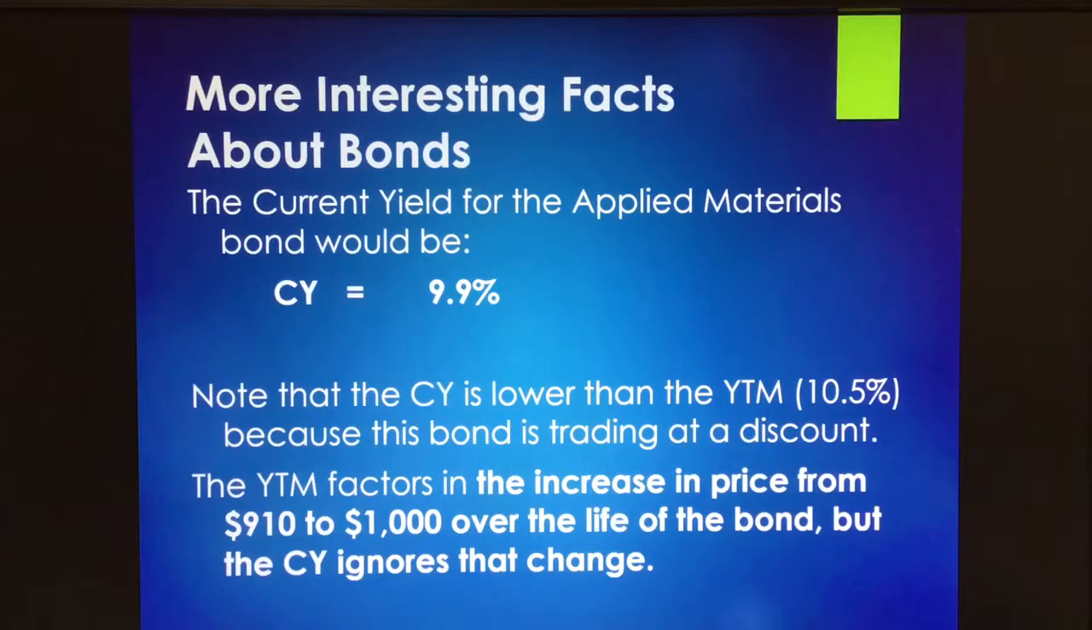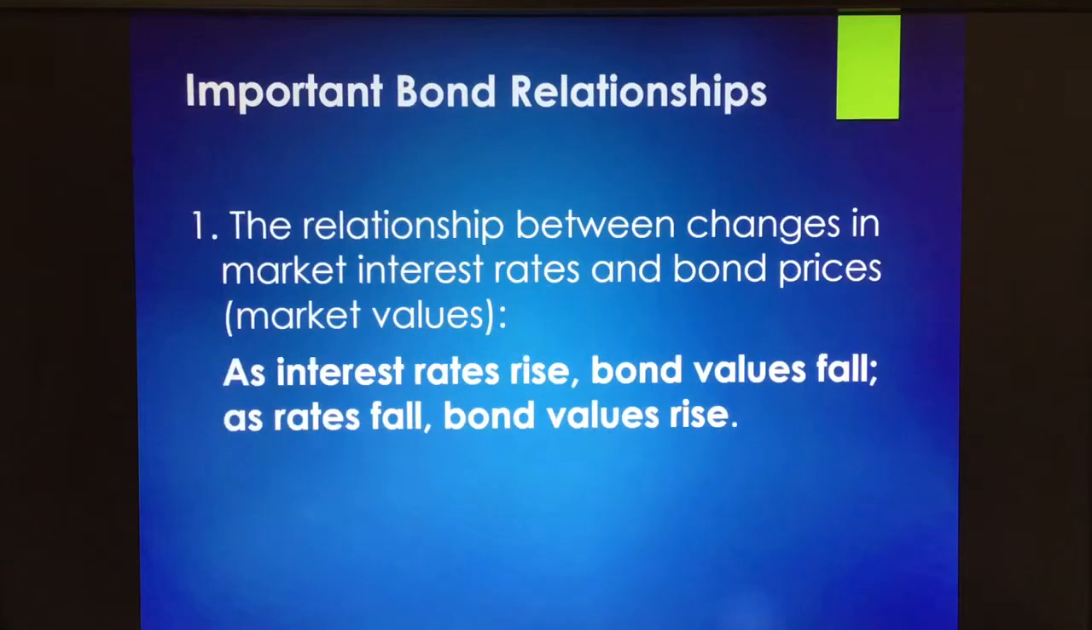Note that the current yield is lower than the YTM, which was 10.5%, because this bond is trading at a discount. In other words, if you buy the bond for $910, you do get those $45 payments, essentially $90 a year in interest payments, but you also get $1,000 at maturity, so an additional $90 that supplements your overall return on the bond. The current yield ignores that change in the value that will occur over the life of the bond as it nears maturity.